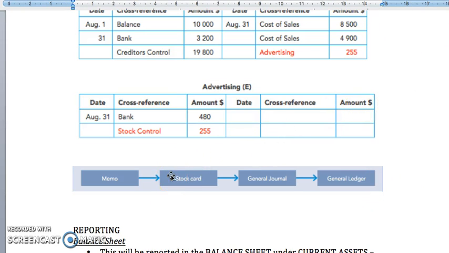So maybe it's an idea to write a few things down about what happens at each process. So the stock card needs to use the out column, it needs to be FIFO. The general journal needs the stock card because it needs to have the cost price to be able to record it. This needs to be posted at the end of the month. All of these types of notes that are going to be made around this are going to make it significantly easier for you to remember what's happening up here.